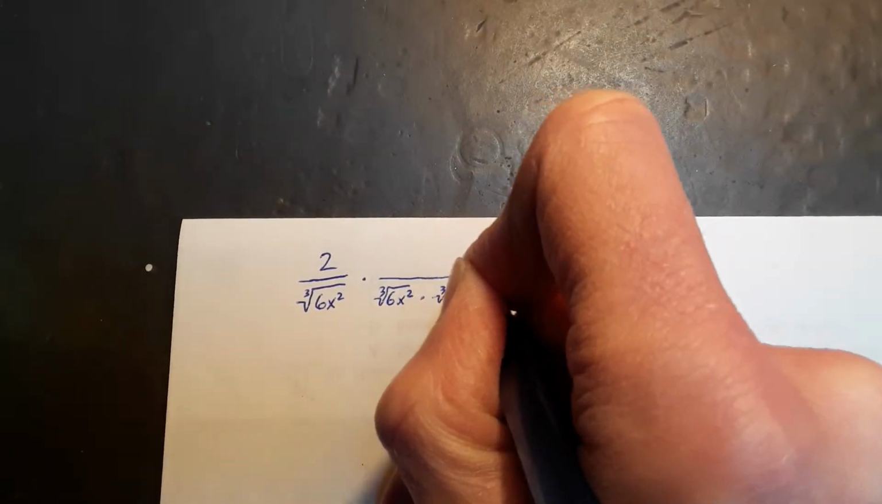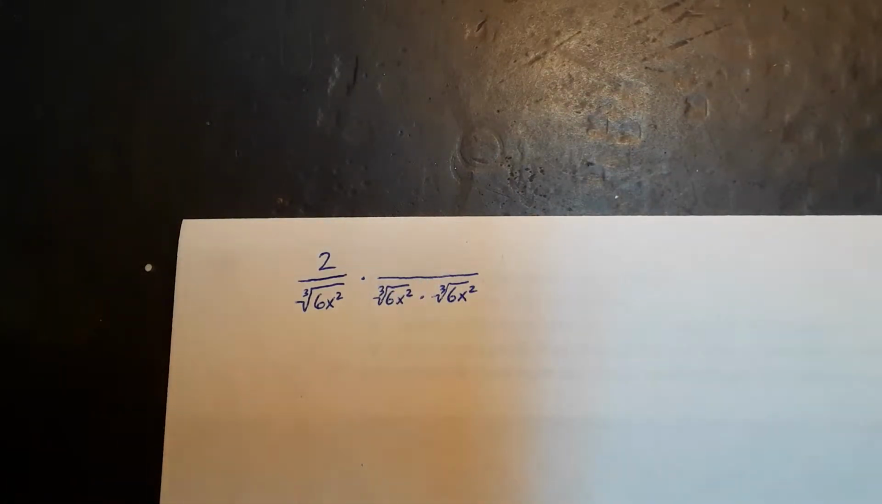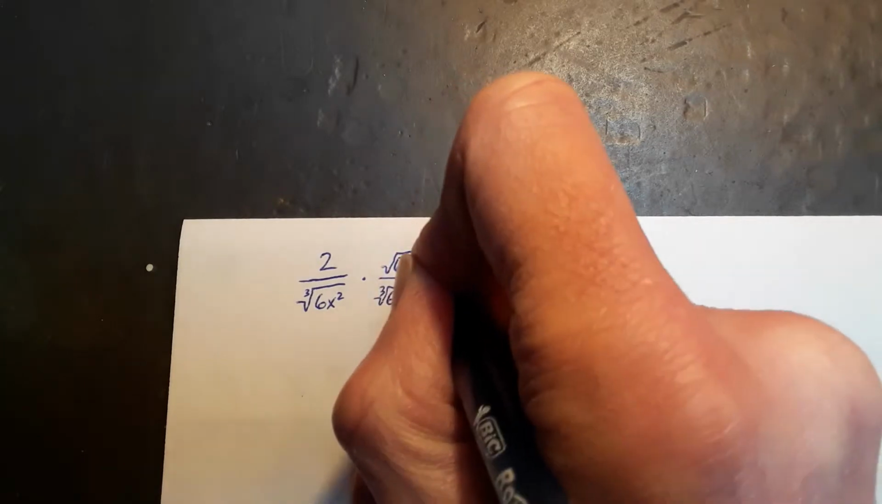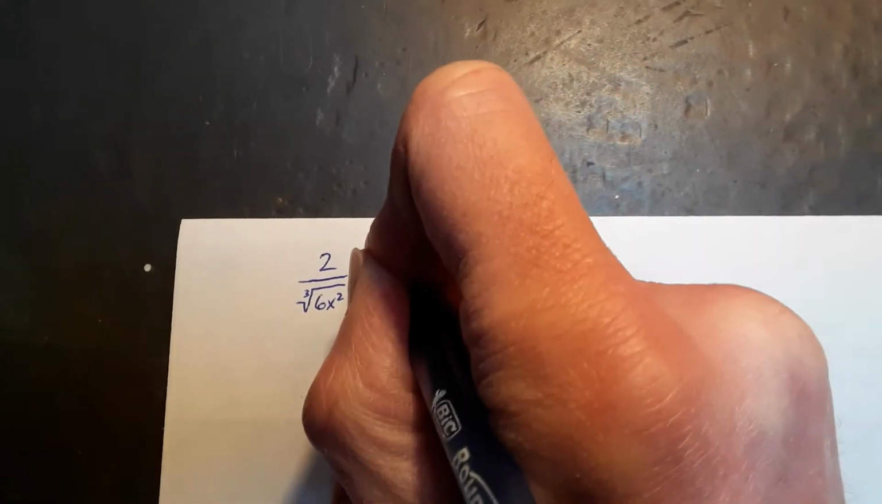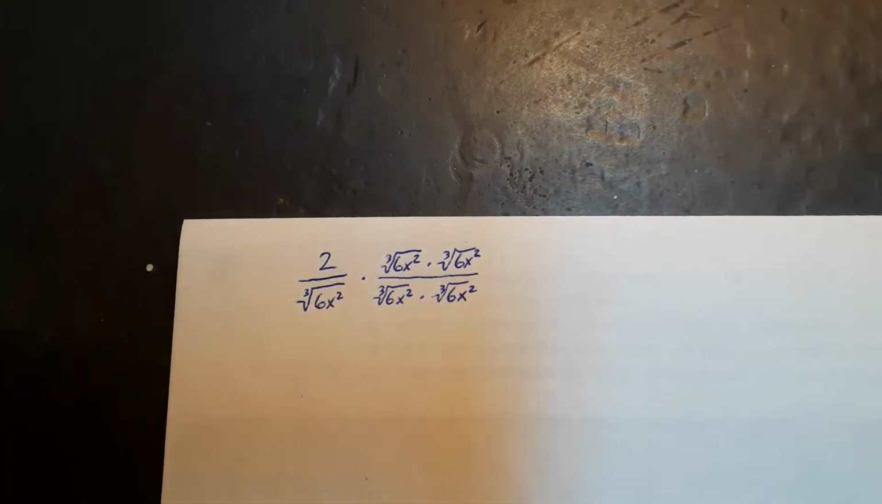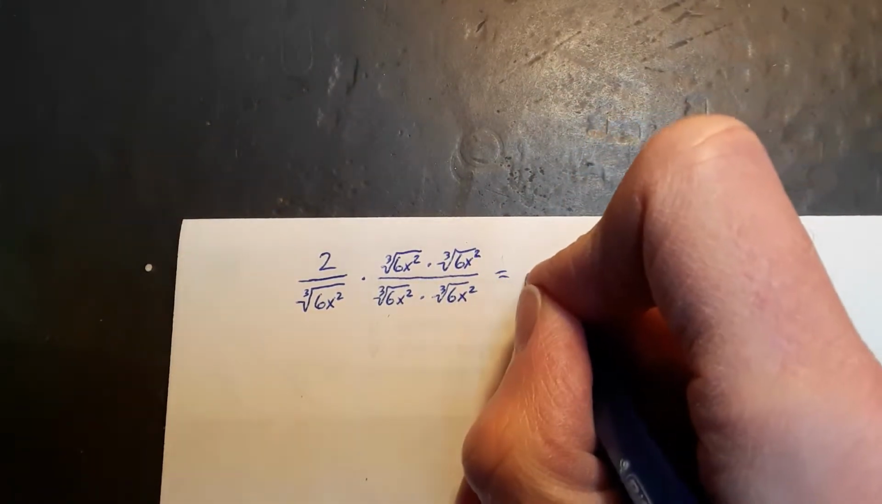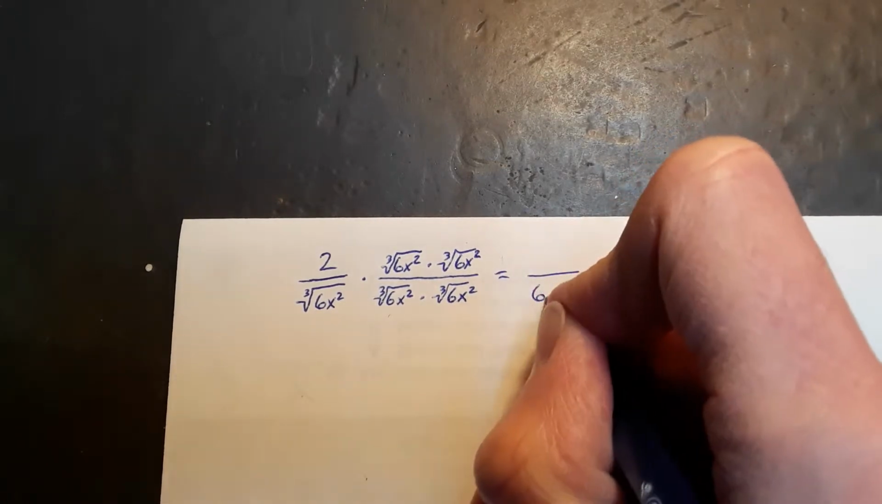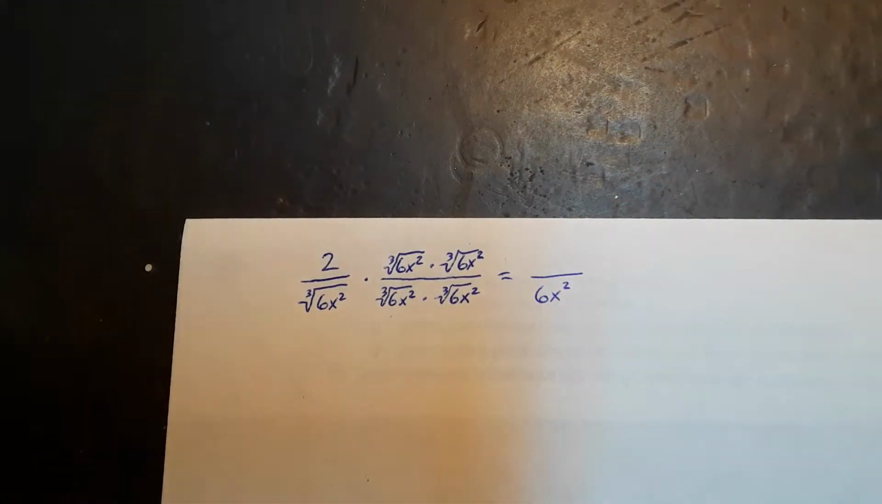And if we do this in the denominator, we also have to do it in the numerator. So we will multiply that in the numerator also. Make sure we get our index in there. And so we have this times this times this is going to give us back 6x squared, which is what we wanted.